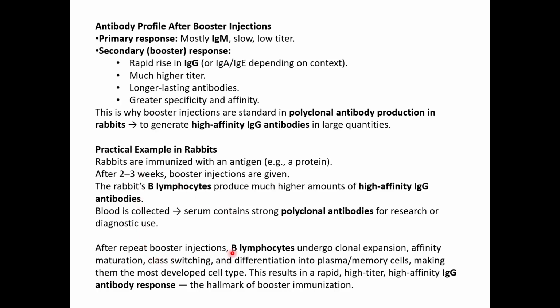So, after repeat booster injections, B lymphocytes undergo clonal expansion, affinity maturation, class switching, and differentiation into plasma cells and memory B cells, making them the most developed cell type. So this results in a rapid, high titer, high affinity IgG antibody response, which is a hallmark of a booster immunization.